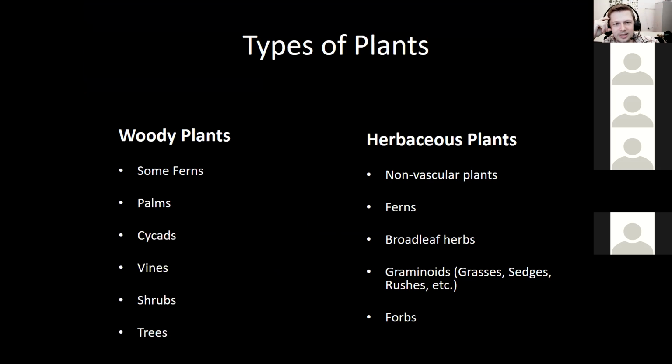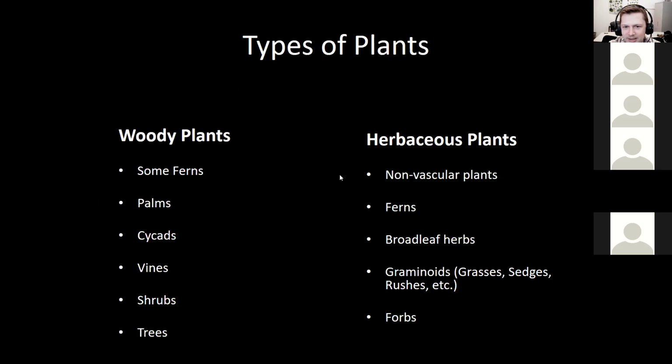You need to be able to think about plants based on what they are taxonomically somewhat. And by taxon, I mean by where they fit in relation to each other. Taxonomy is often related to morphology. Not always, but you have to be able to think about the shape of the plant and the structure of the plant. So the big breakdown that I was just mentioning was woody plants versus herbaceous plants. And then your woody plants, you've got your trees, shrubs, vines, cycads, palms, and some ferns.